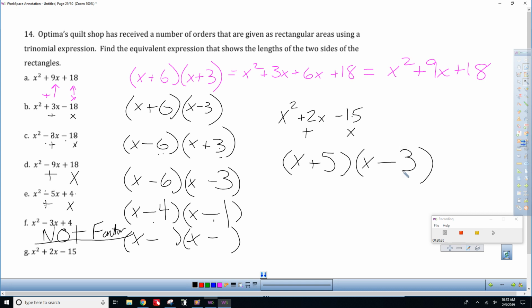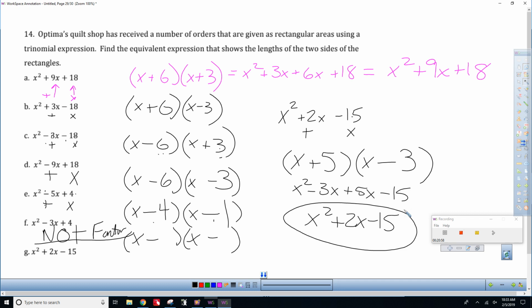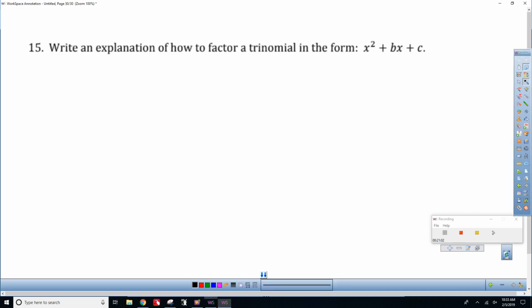You looked unsure of yourself. So if you're unsure of yourself, what should you do? You should check it by foiling it. x squared minus 3x plus 5x minus 15. What does that give you? On your test, are you going to check your answers? Yes. You better check your answers. And we're over at the 20-minute mark.